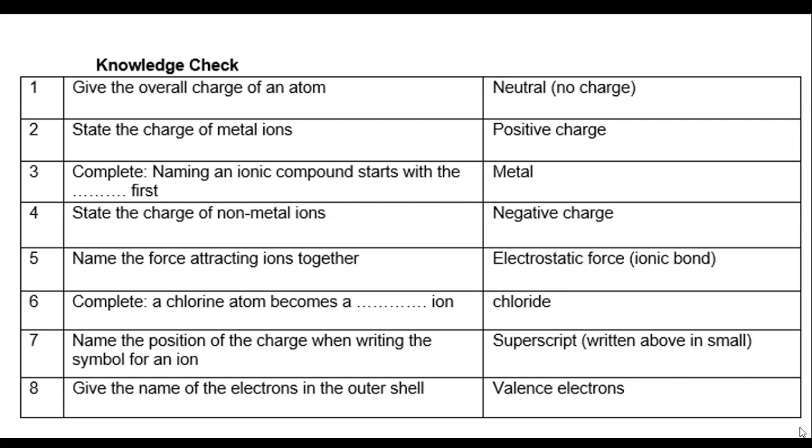For the last question then, the name of the electrons in the outer shell are valence electrons. Make sure that you mark your work, give yourself a mark out of 8, and make any corrections that you need to in a different coloured pen.